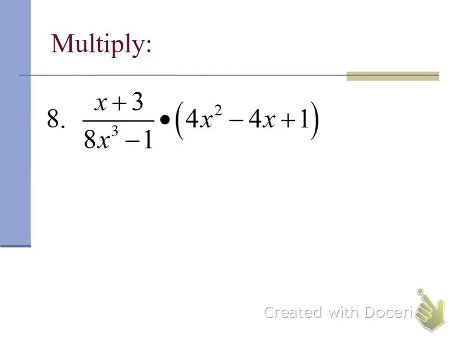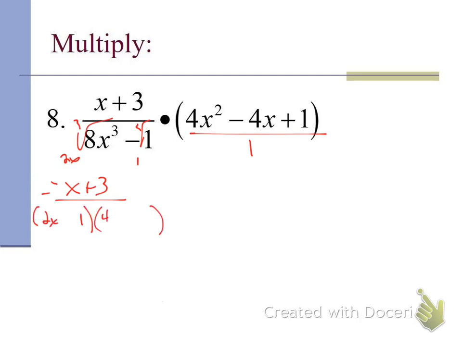All right, number 8 looks like this. We can make the second guy a fraction by putting it over 1. And then it again becomes simply a matter of factoring and dividing out your like factors. 8x cubed and 1, this is a cube thing. So cube root these and you get 2x and 1. So we go 2x, 1, 4x squared, 2x and a 1. And then watch your signs.